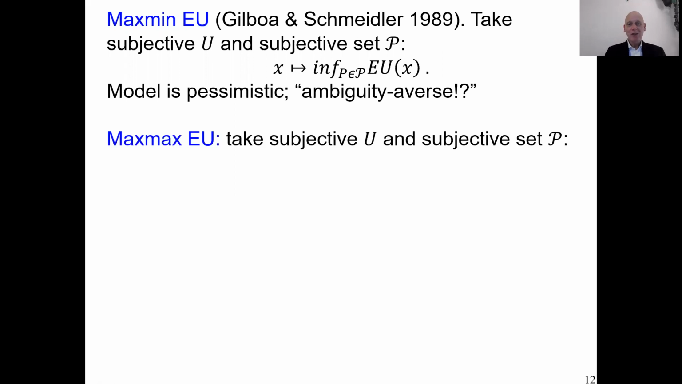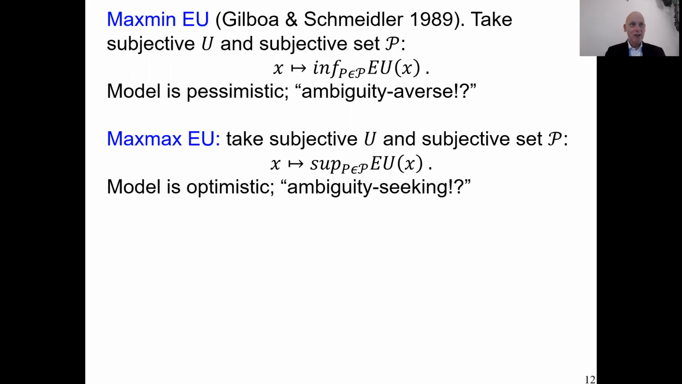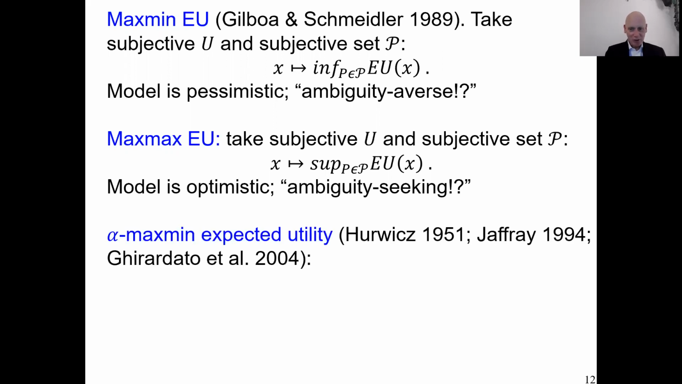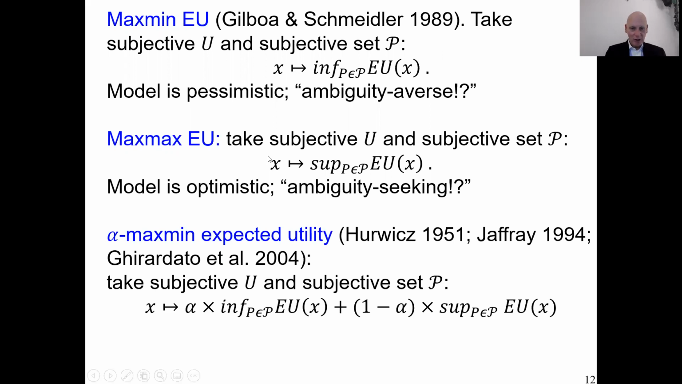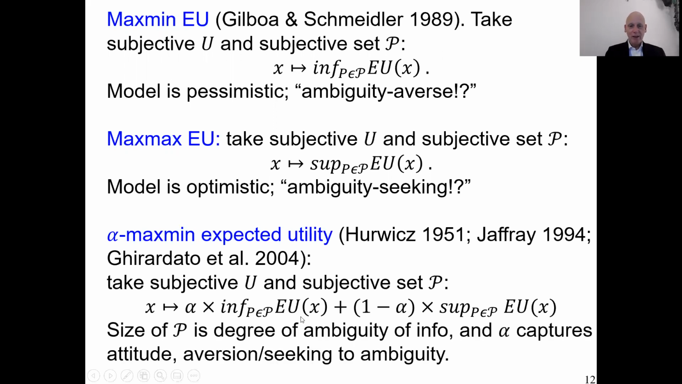You can imagine the dual of this, max-max. You do what we did before, but you take the supremum, not the infimum. That model is very optimistic. That can be taken as ambiguity seeking. But then you can also imagine that we use combinations of the two. So we take, again, a utility function, we take this set of priors, but then we take a convex combination of the two above models: alpha times infimum plus 1 minus alpha times supremum, alpha a number between 0 and 1. Well, if we do such a thing, then as in all the multiple prior models, we can take the size of the set of priors as the degree of ambiguity.